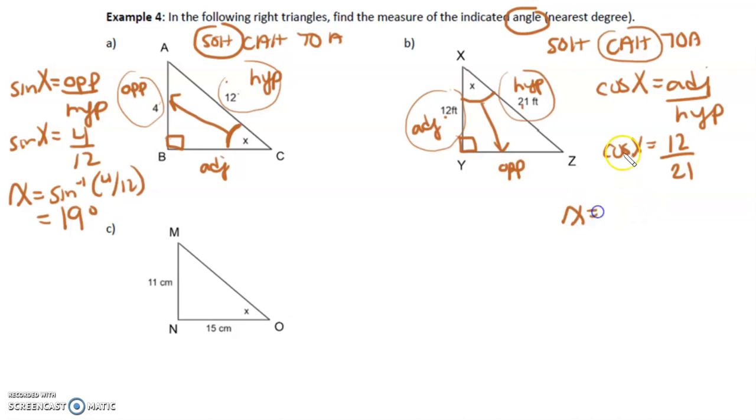Now we're going to, instead of cos, cos inverse this number. Okay, when you put this in your calculator, remember to put brackets around this number, or actually just do the 12 divided by 21 first, and then cos inverse it. You got to make sure that we're cos inversing this entire number. Okay, and you'll get 55 degrees.